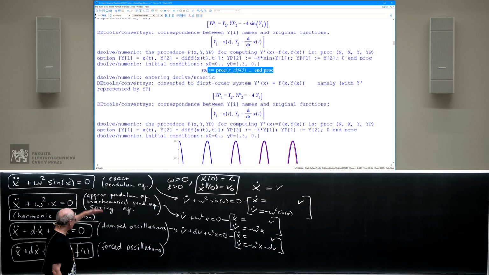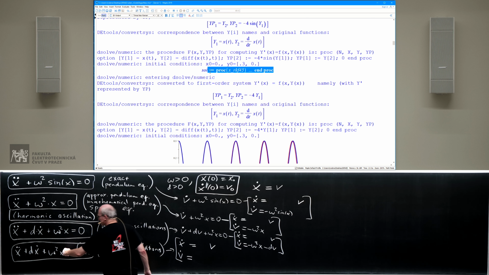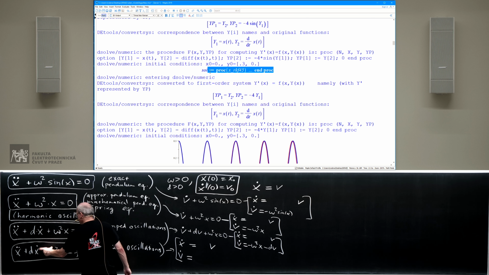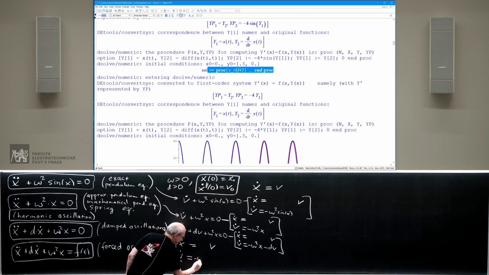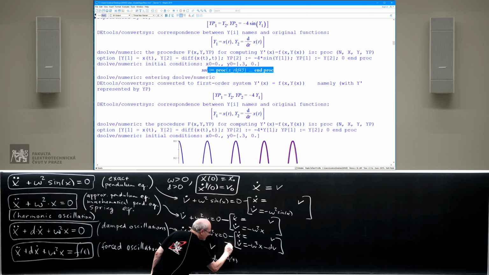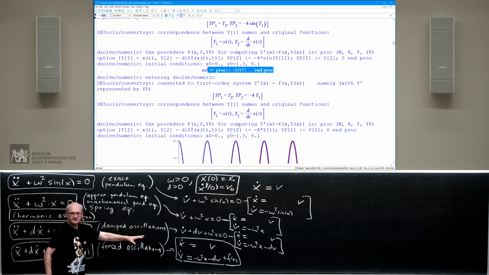And finally, by doing exactly the same trick with the forced oscillations, we get a system: x dot is equal to v, and v dot is equal to, and actually there's this damped oscillation part from the previous equation, so I can just copy this part, minus omega squared x minus dv, but then there's also this f(t) part. So these are the system versions of my original equations.